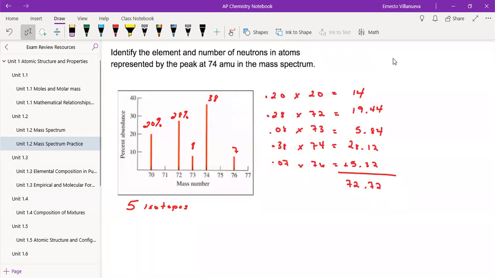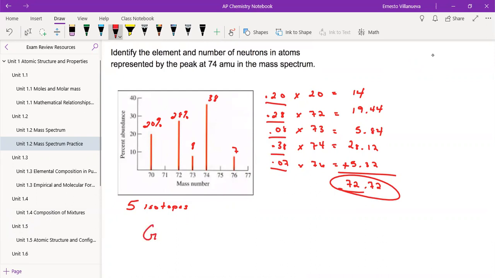So we're back, okay? Here's what we come up with. All we did was take the percentages that we thought they were, multiply them by each atomic mass, then sum them all up at the end, and we ended up somewhere around 72.72. So between 72 and 73. So let's take a look and see where we're at.